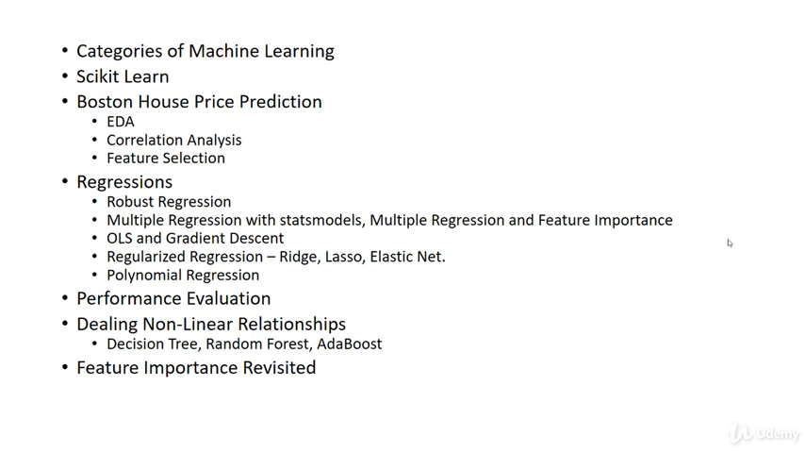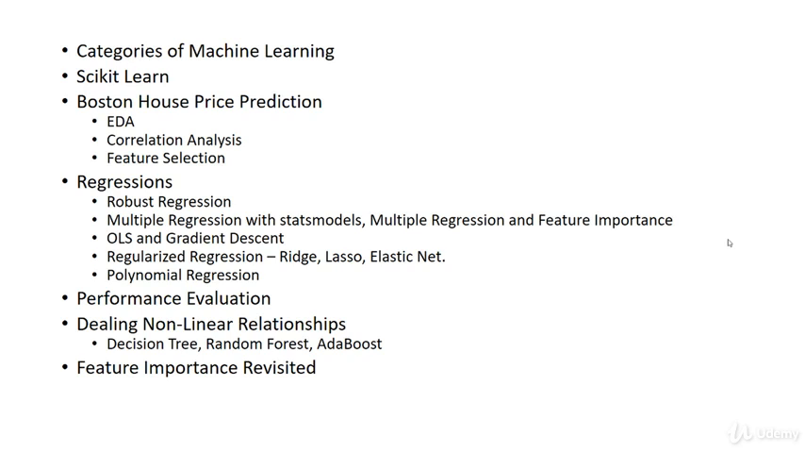Now, the various types of regression machine learning algorithms that we will go through will be robust regression to pick out the outliers and also figure out what the inliers are. Multiple regression using the stats modules. This is a gentle introduction for those who come from a statistics background. We're going to cover multiple regression as well as picking out the most important features. That's what's called feature importance.